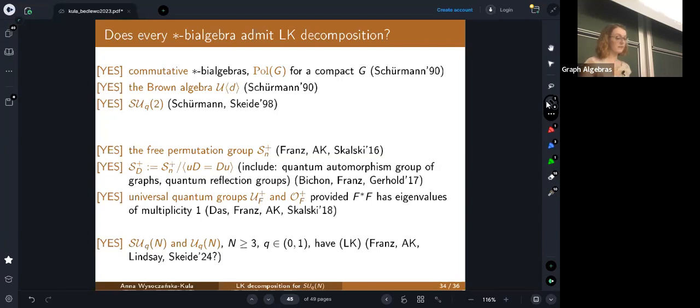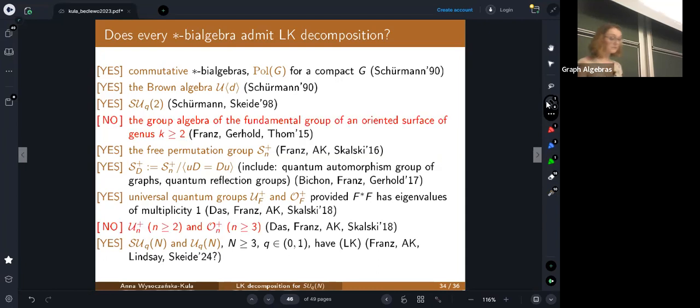Since then, more examples have appeared. So we know that the decomposition exists for the free permutation group. Actually, it exists in a trivial way because there are no non-zero Gaussians there. It also exists on SD+, in a similar way. Also, this decomposition exists for the so-called universal quantum groups, provided the matrix that defines these quantum groups has some properties related to eigenvalues. And what I showed now was the case of SUQN, and the same idea basically works for UQN.